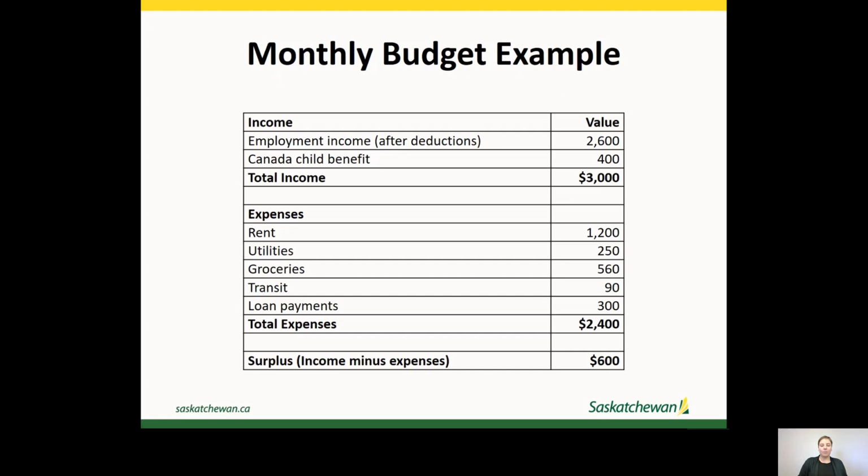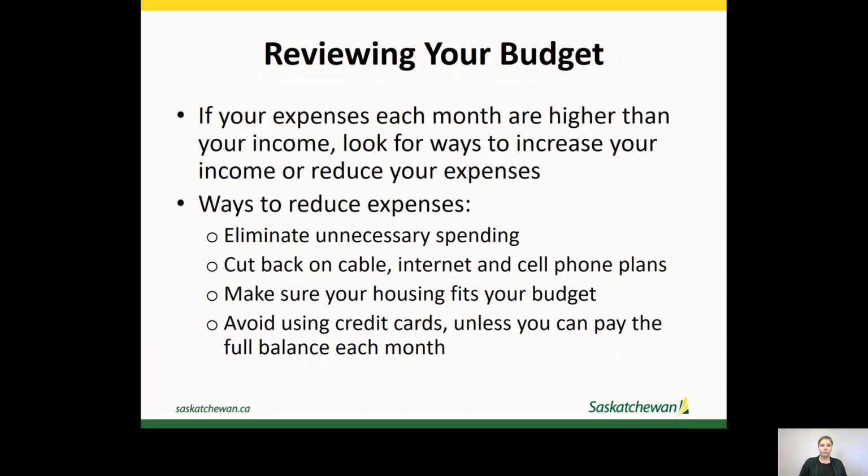Your final budget will look something like this. If you have surplus income at the end of the month, that money can be used to pay down debts faster or save for emergencies or larger purchases. If your expenses each month are higher than your income, you will need to look for ways to increase your income or reduce your expenses.